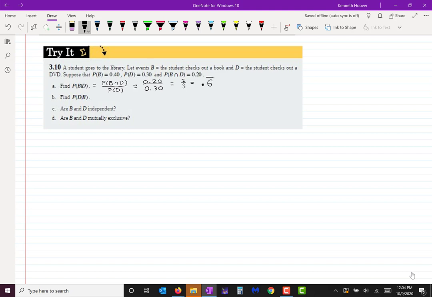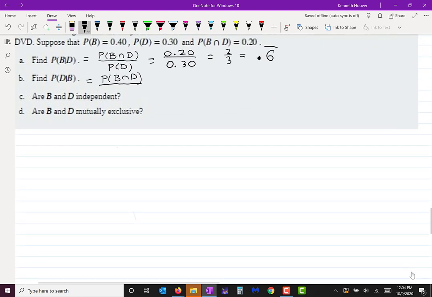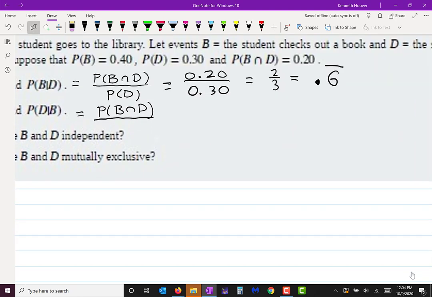Right, let's do part B. What's the probability of D given B? So that's very similar. That's the probability of their intersection divided by the probability of B, so that would be 0.2 divided by 0.4, which is 2/4, which is 1/2, which is 0.5.